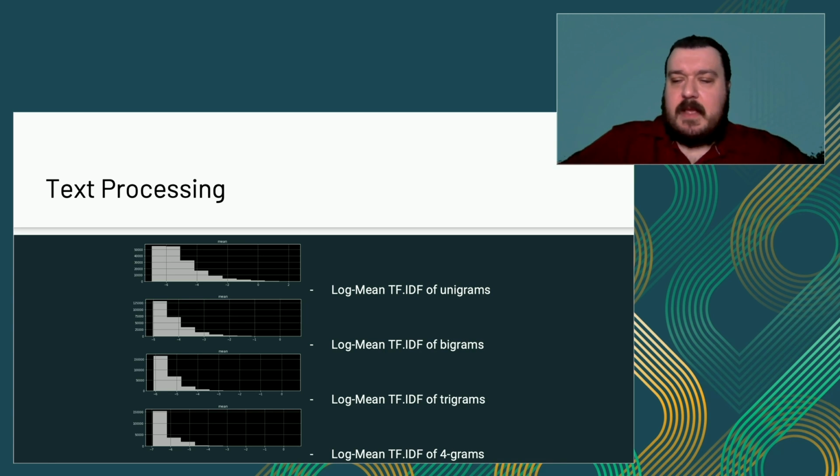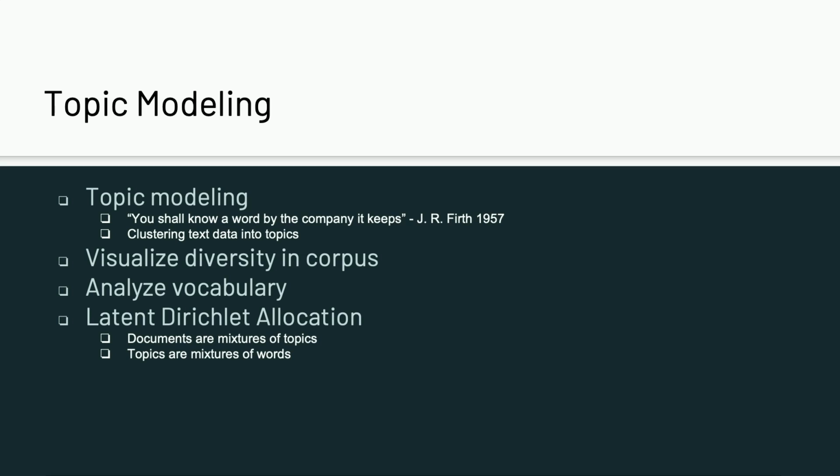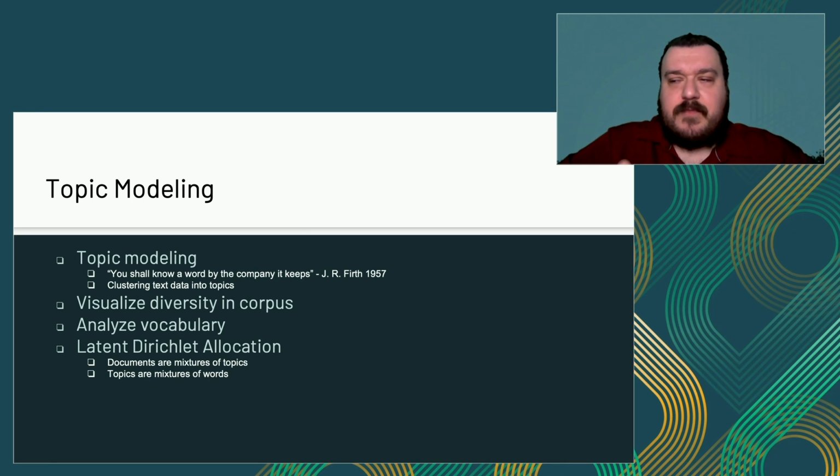So topic modeling is a clustering technique done on text where we try to identify similar vocabulary across the set of documents. It's based off this idea from J.R. Firth: you shall know a word by the company it keeps. In this situation, we're going to be using latent Dirichlet allocation, LDA, as it's usually called, which is a way of modeling text as the product of a generative process from multiple distributions over the vocabulary.